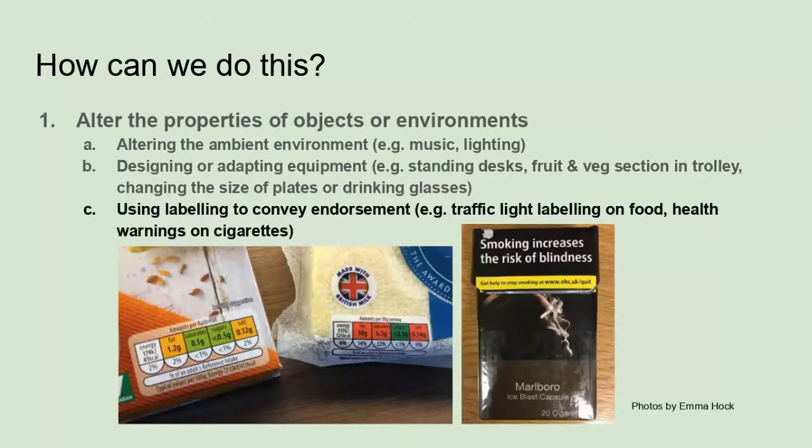And also we can use labelling to give some messages about the product. So, for example, you've seen the traffic light labelling, which has come in on food products, indicating information about their nutritional status. This can impact on people's behaviour and the way they interact with the product, and also perhaps health warnings on cigarettes are another example of that.